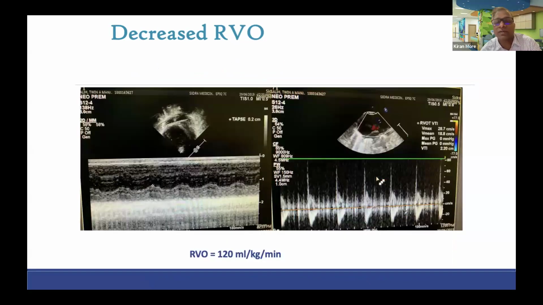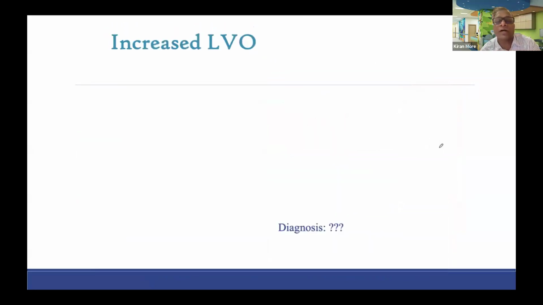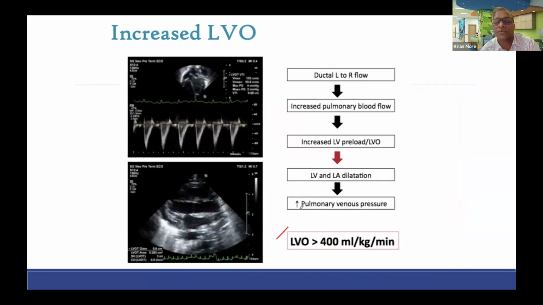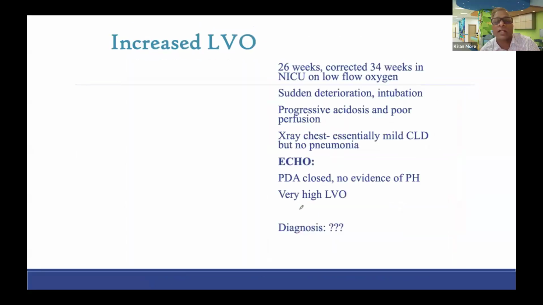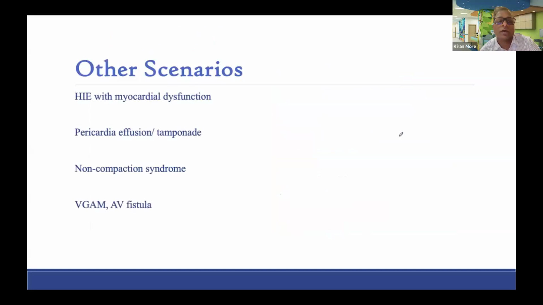So this is the baby, same. You can see the RVO VTI is only 2.2. So normally it is around 10 to 12. So very, very poor function. And PPH, I'll skip. And PDA, you can have a high LVO. We spoke about that. And important, very high LVO, if no PDA and no evidence of PH, it could be sepsis. Okay, so high LVO could be a sign of warm shock.